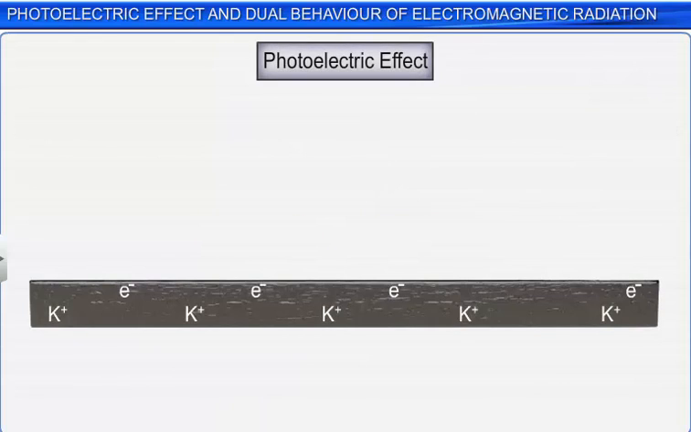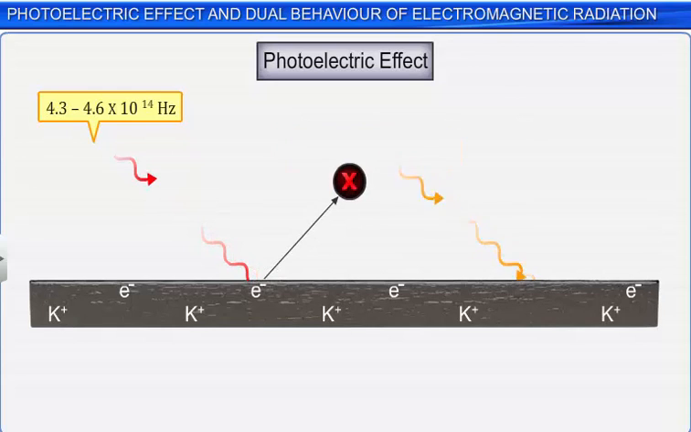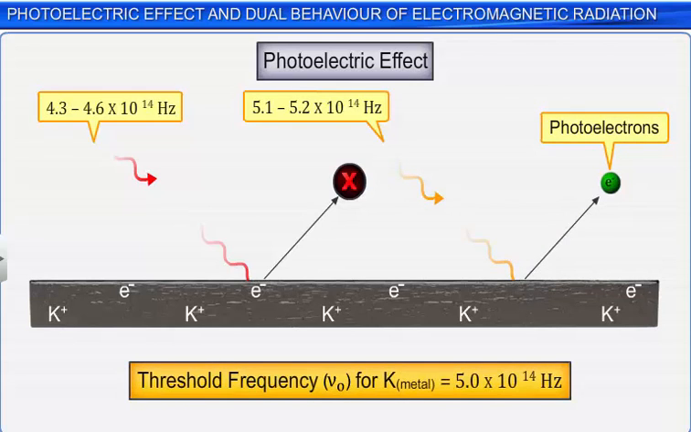For example, when the metal potassium is irradiated with highly intense red light having frequency of 4.3 to 4.6 multiplied by 10 raised to the power of 14 Hz for hours together, no electron is ejected. But as soon as it is irradiated with even less intense yellow light having frequency of 5.1 to 5.2 multiplied by 10 raised to the power of 14 Hz, photoelectrons are ejected. This is because the threshold frequency for potassium metal is 5.0 multiplied by 10 raised to the power of 14 Hz.